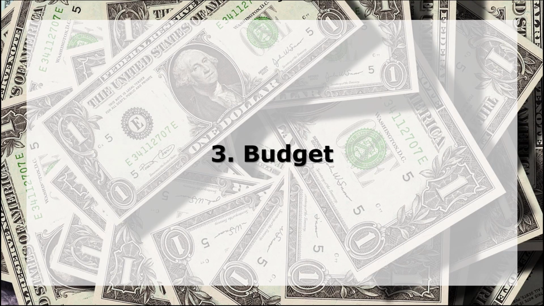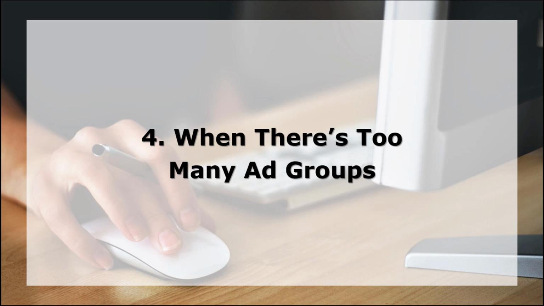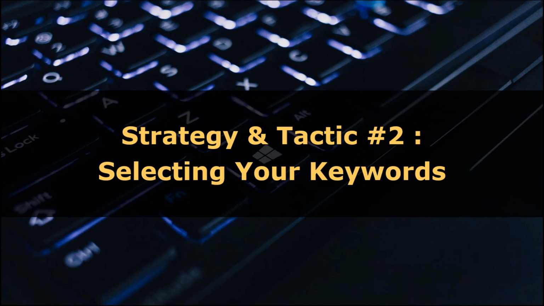Another alternative is to structure your account based on your budget for different categories. This is to help you control your budget for different categories, subcategories, and networks, as you can only set your budget at the campaign level. Also, when there are too many ad groups under a single campaign, it's only wise for you to create another separate campaign. This will help you when it comes to managing your account.